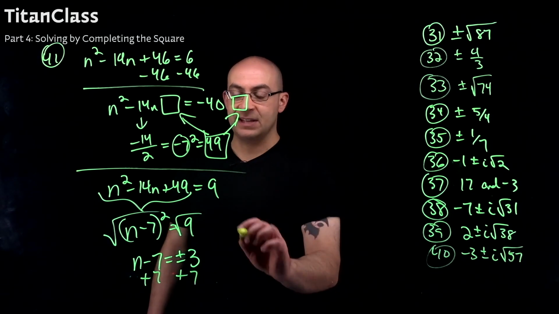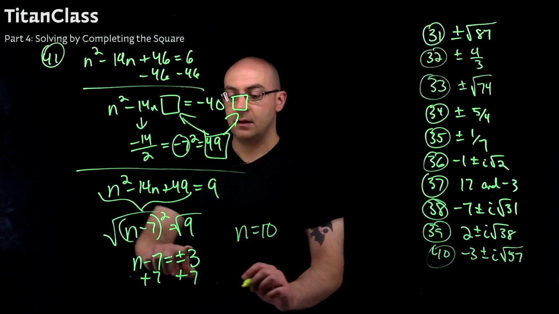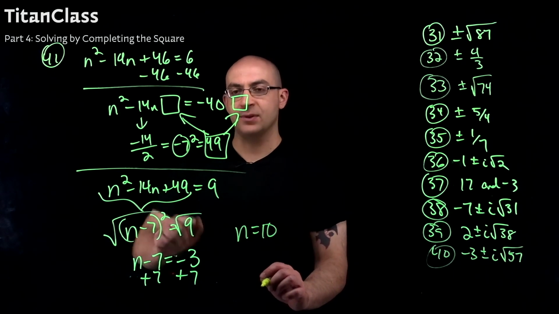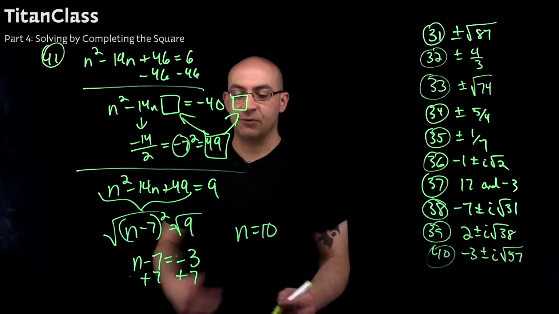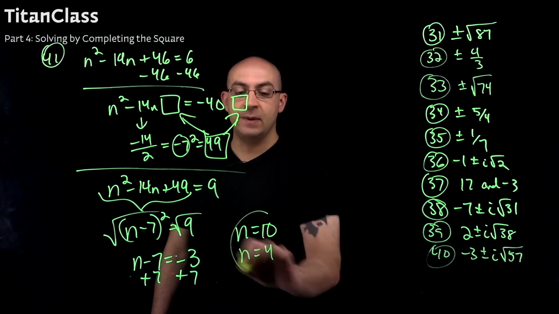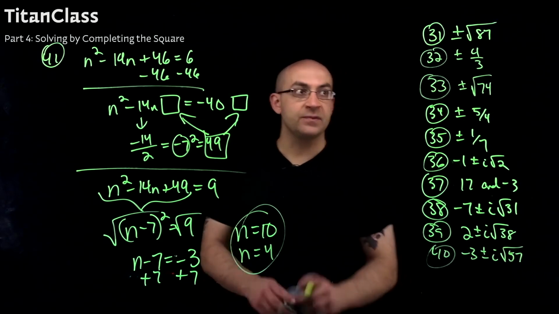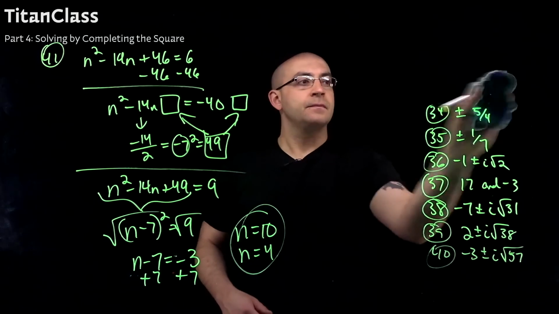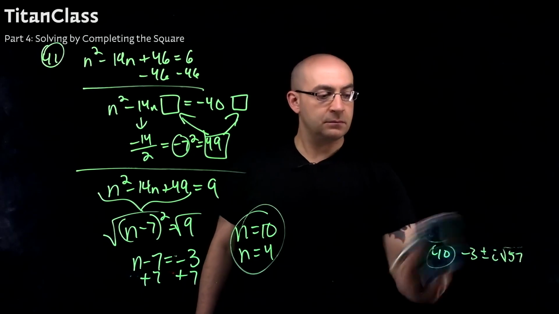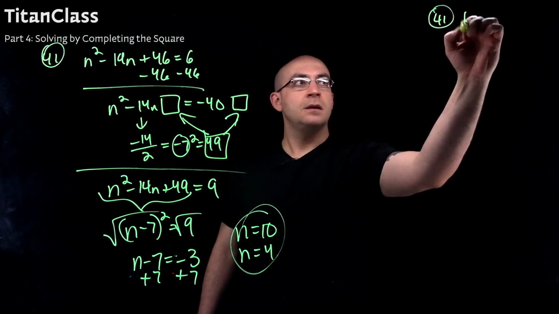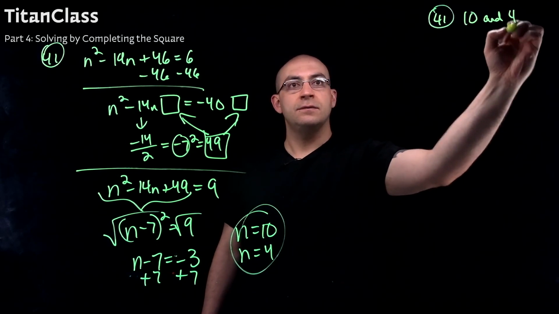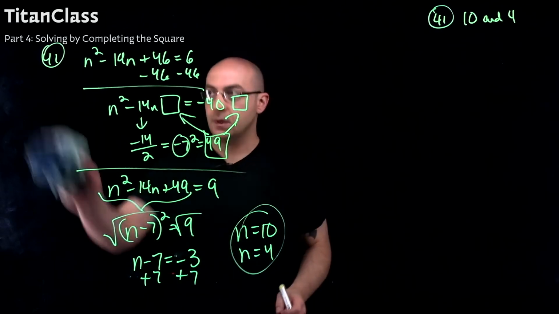Positive 3 plus 7 is 10. Let's get rid of that. If you want to erase that on your paper too, that actually is a good idea because now you know I have to do the negative now. Negative 3 plus 7 is 4. So my two answers are 10 and 4 for number 41. Okay. All right.